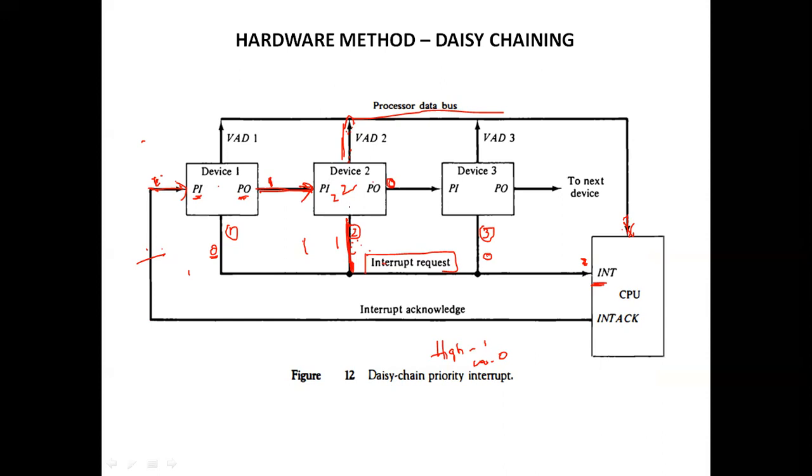As this device 2 has generated the request, it will send 0 as the output. Why? Because this is the one which generated the request. So the device then proceeds to place the interrupt vector address onto the data bus of the CPU. So here this vector address is going to be placed on the data bus. Data bus will be there in the CPU. So it is going to place that address on the data bus of the CPU.